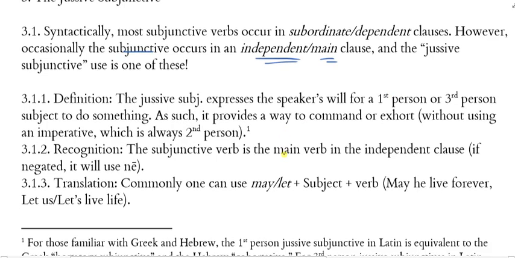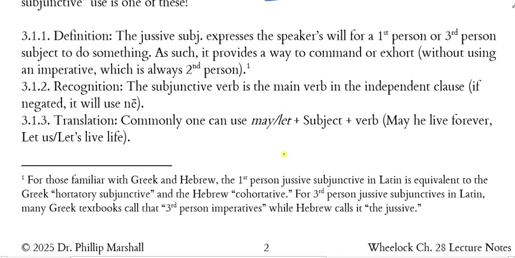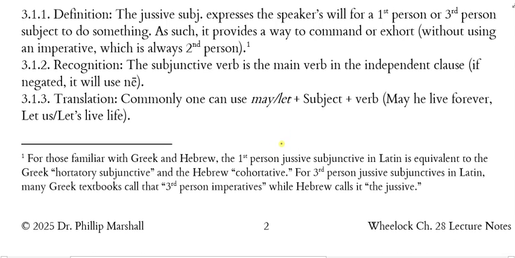Now, Wheelock suggests thinking through all of these uses in terms of a definition, how to go about recognition, and then how to go about translation. So we'll follow that pattern here. So definition, the jussive subjunctive expresses the speaker's will for a first person or a third person subject to do something. So I'm the speaker. I want me or us to do something, or I want he, she, it, or they to do something.